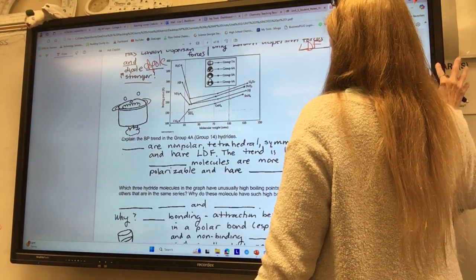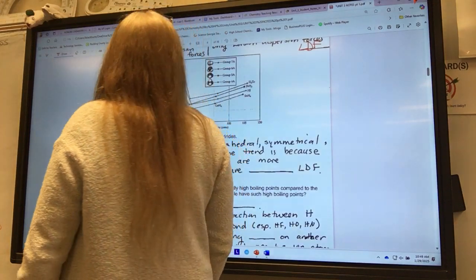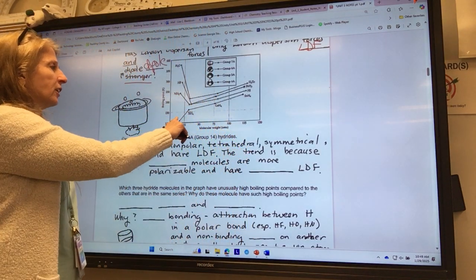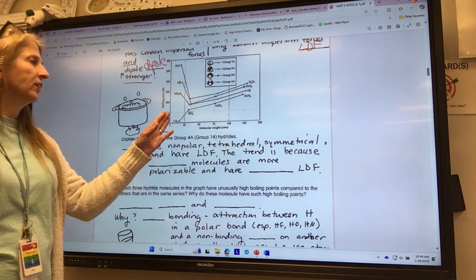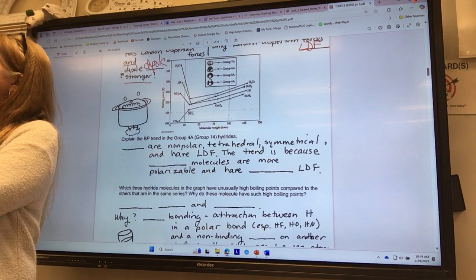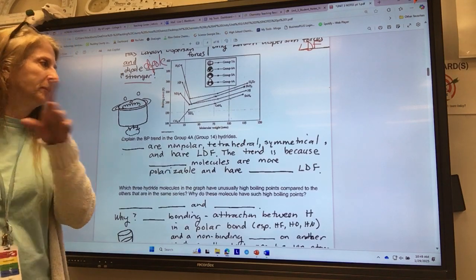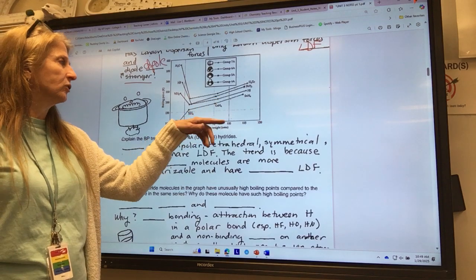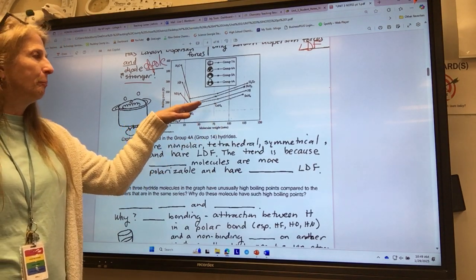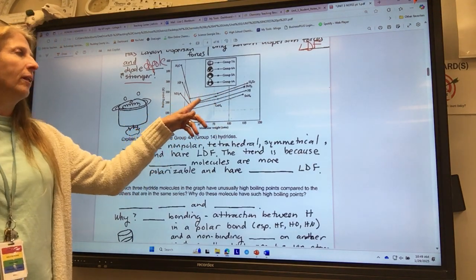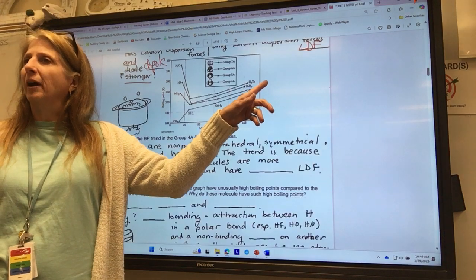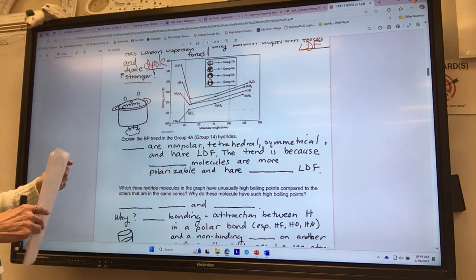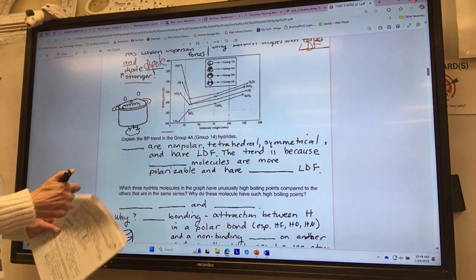Okay, so now look at these trends in boiling points. This little graph here out of your book. Okay, so here, first we're going to just look at the bottom one. So this is looking at the carbon family, carbon, silicon, germanium, tin, and they are all bonded exactly the same to 4 hydrogens, but as they get bigger, notice the boiling point goes up. Everybody follow that trend?